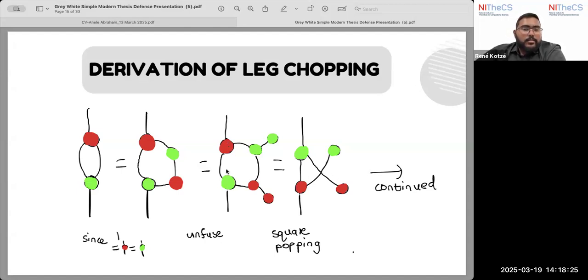It says that the 2 spiders on the left, their colors flip, and the 2 vertices on the right disappear, and the wires into those 2 vertices are swapped. So we'll get this rightmost diagram.